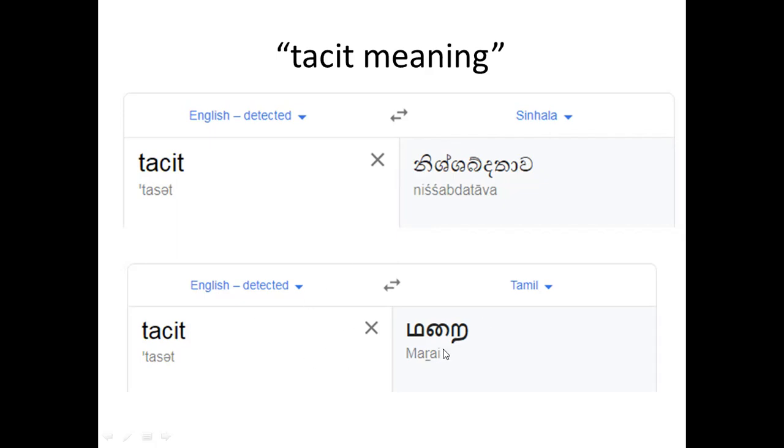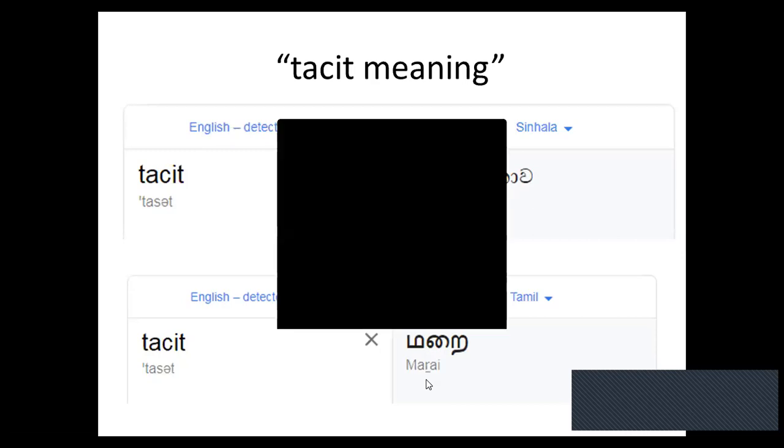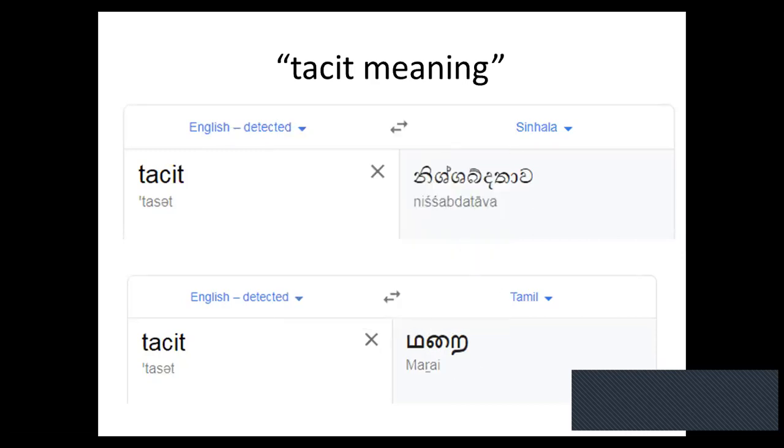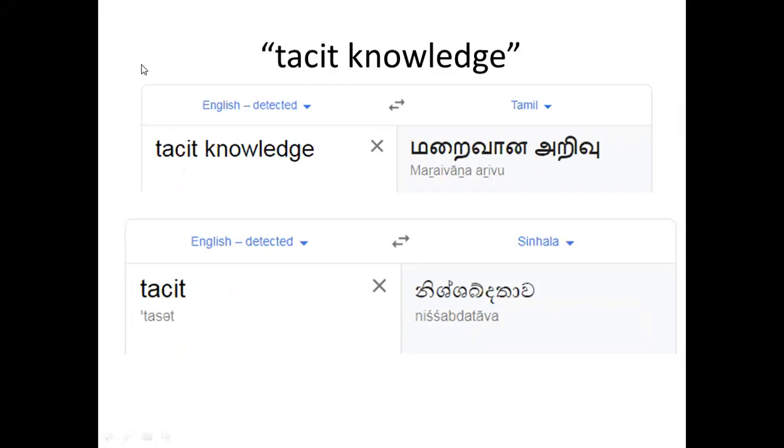So this is the word for tacit in Tamil. Any Tamil student here can refer to this word. Tacit meaning, so it's about the silence. Tacit knowledge. We didn't have a good Google translation, but this may be okay for Tamil. I don't know this one.